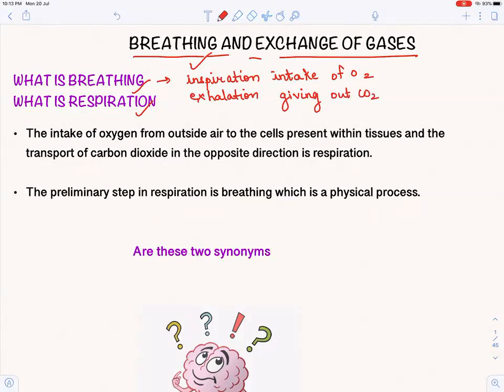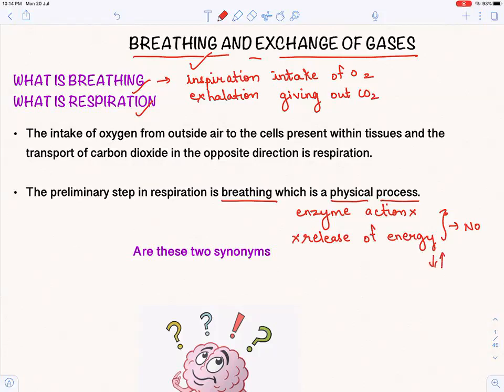Now you tell me one thing, in breathing, is there any enzyme action, or is there any release of energy? No. The answer for these two things is no. In breathing, there is no enzyme action and there is no release of energy, and that's why it is a physical process. We just take in air and we just give out carbon dioxide.